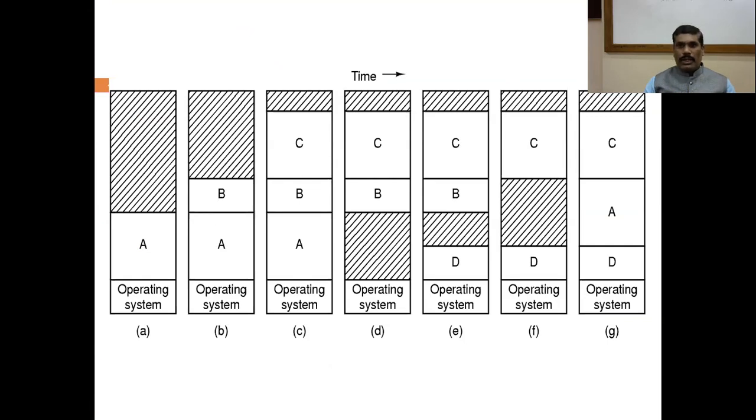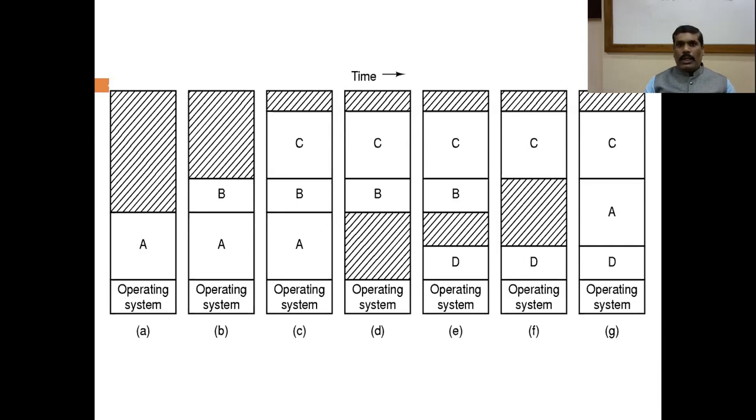In diagram E, the operating system is there, B is there, C is there, and process D is loaded into the memory at the place of A. In diagram F, process C is there, process D is there, and process B is terminated to create room for a new incoming process. And in the last diagram, G, process D is there, process C is there, the operating system is there, and again process A is loaded into the memory, but at another memory location.